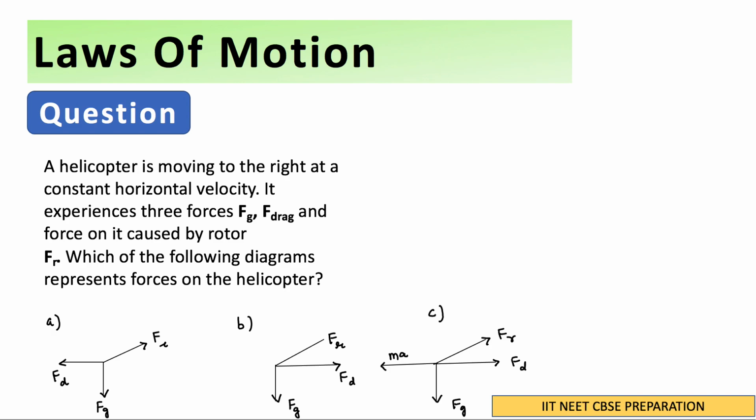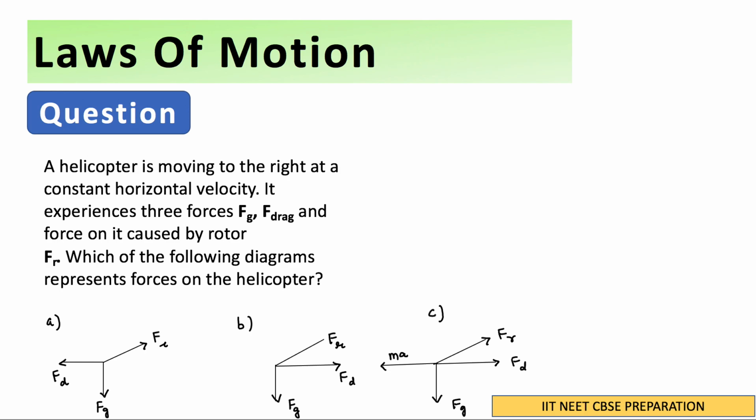It says that a helicopter is moving to the right at a constant horizontal velocity, and it experiences three forces. One is Fg, then one is F drag, the force due to the air friction, and the force that is caused by the rotor, that is Fr. Which of the following diagrams represents the forces on the helicopter?